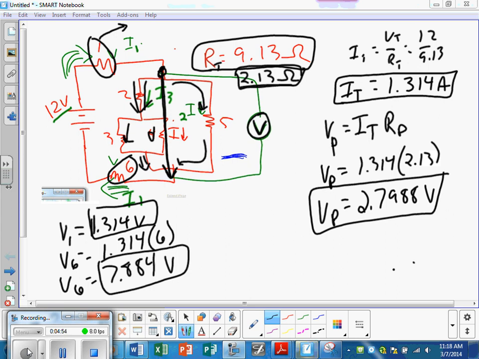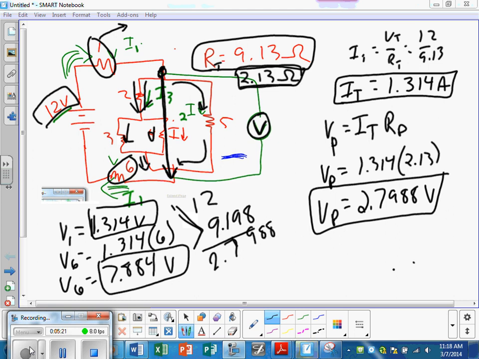Okay, so this plus this is the total volt drop besides the parallel part, okay? So 7.884 plus 1.314 is 9.198. And since I know I only have 12 volts to drop total, whatever should be left over should be about 2.7988, although the decimals are going to be off probably. But you should come up with the same answer both ways. 2.802. Okay. So you could do that part either way, right?